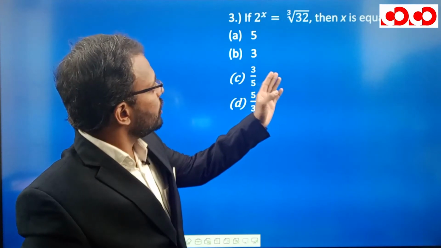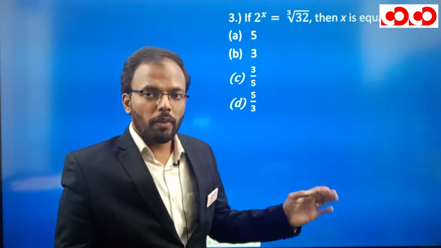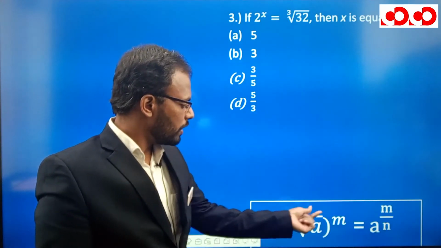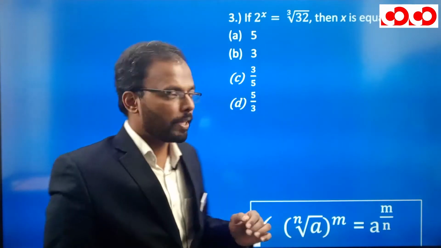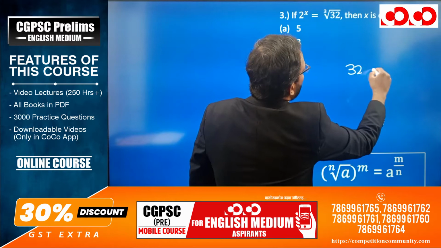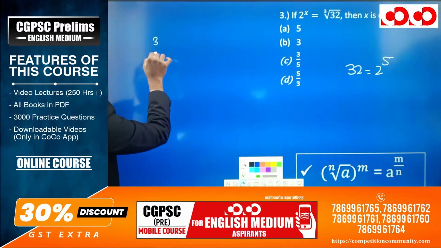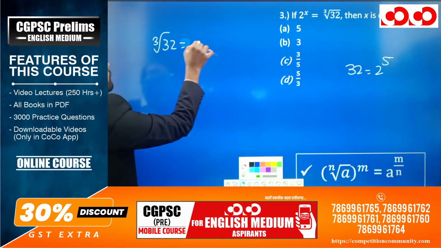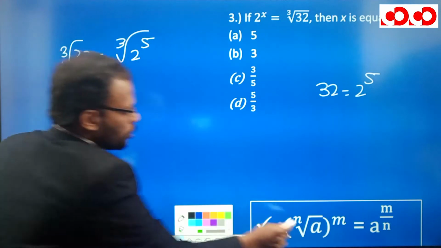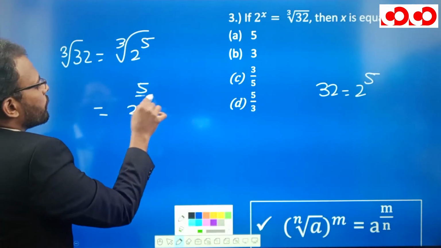2 to the power x is equal to cube root of 32. Then x is equal to? The formula which we should know for this is a to the power of nth root, to the power m, is equal to a to the power of m by n. As simple as that. We know that this 32 is nothing but 2 to the power of 5. So cube root of 32 is nothing but cube root of 2 to the power of 5, which means 2 to the power of 5 by 3.